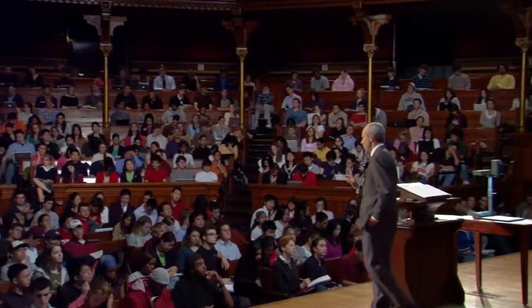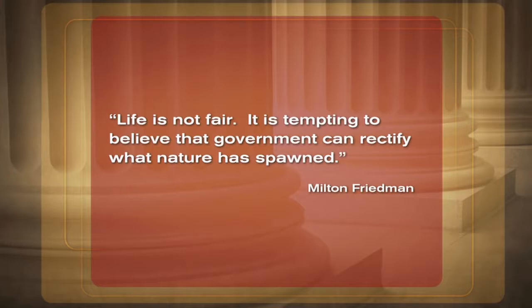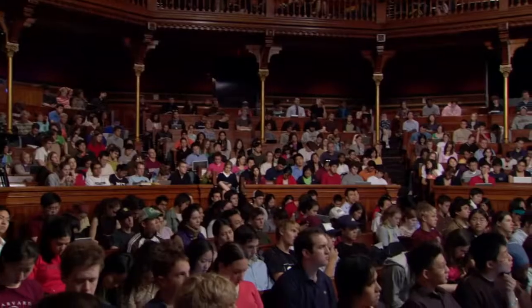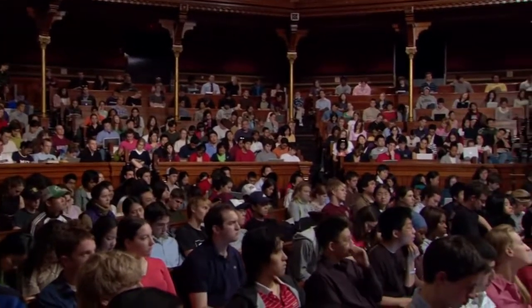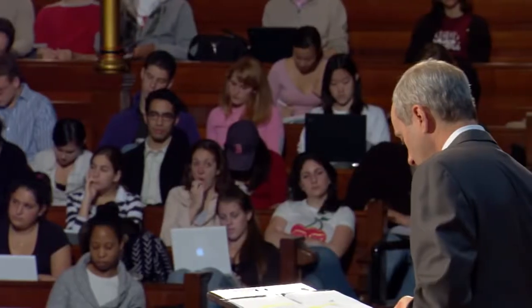Now, let me deal first with the objection that comes from the libertarian direction. Milton Friedman writes in his book, Free to Choose, life is not fair. And it's tempting to believe that government can rectify what nature has spawned. But his answer is, the only way to try to rectify that is to have a leveling equality of outcome, everyone finishing the race at the same point, and that would be a disaster.